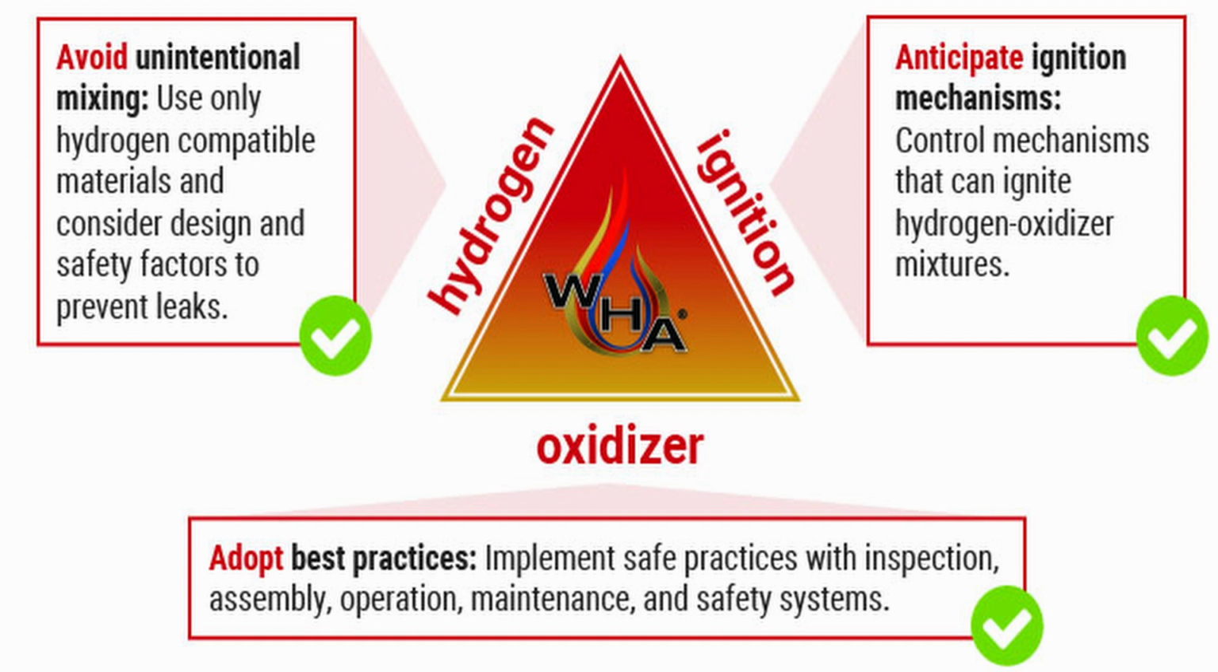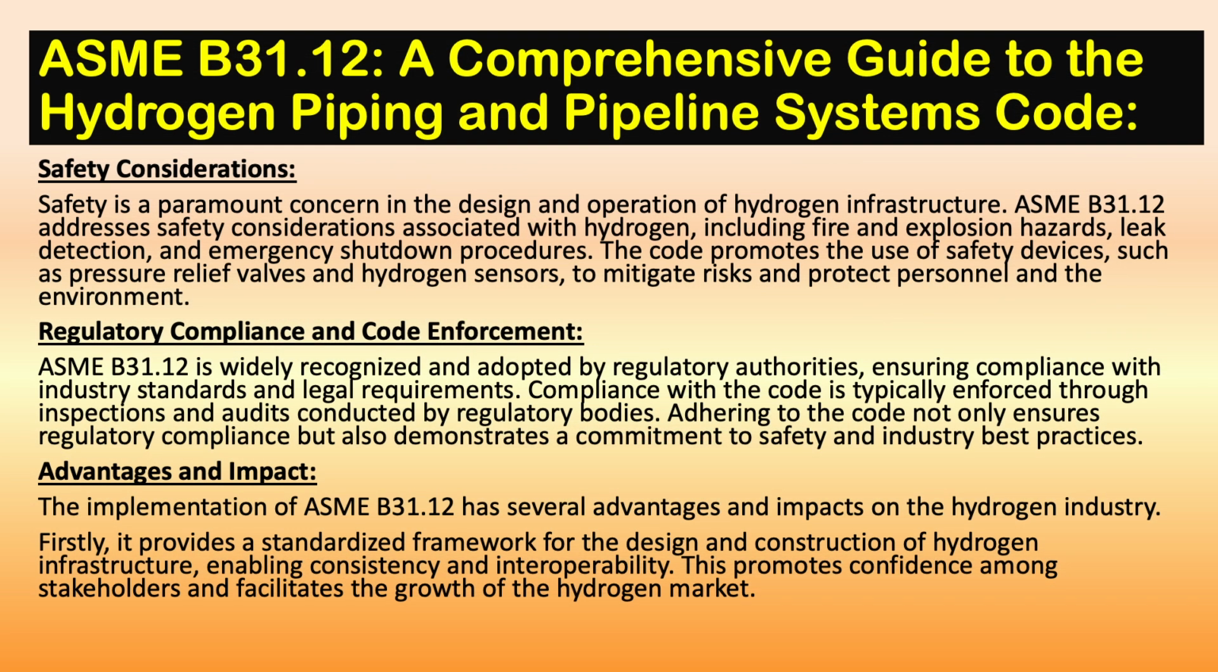Advantages and impact. The implementation of ASME B31.12 has several advantages and impacts on the hydrogen industry. Firstly, it provides a standardized framework for design and construction of hydrogen infrastructure, enabling consistency and interoperability. This promotes confidence among stakeholders and facilitates the growth of the hydrogen market.